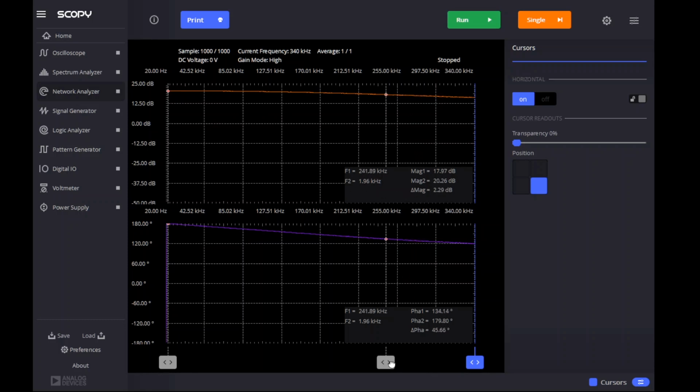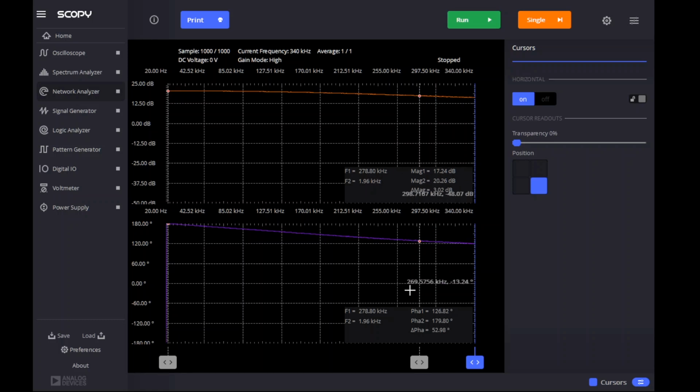And then we move the second cursor back and forth, looking for delta magnitude right around here to be 3 decibels. That's actually 3 decibels down. It doesn't really matter whether you do it minus or negative. So how close can I get? 3.02. There's a little bit of noise in the signal, so it's sometimes a little ambiguous where you go, but that looks pretty good.